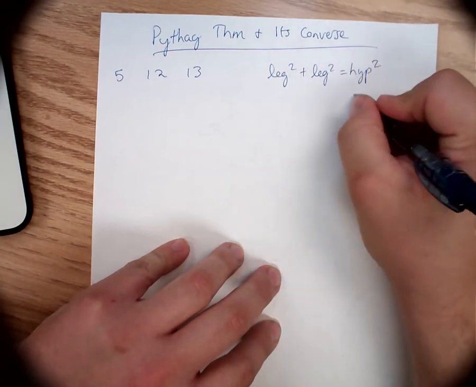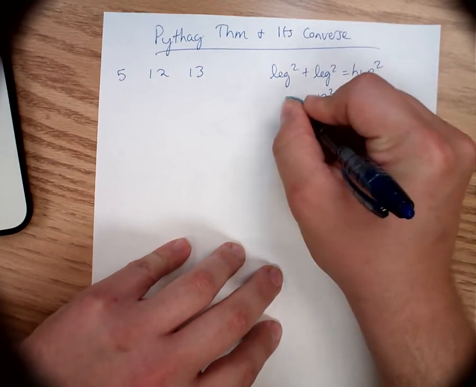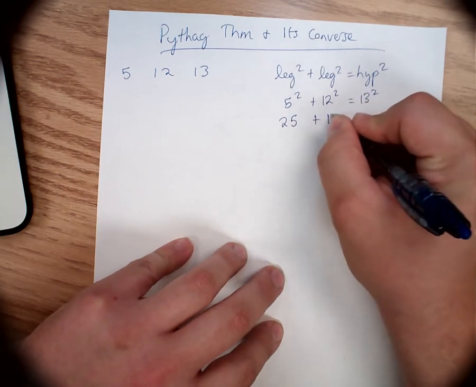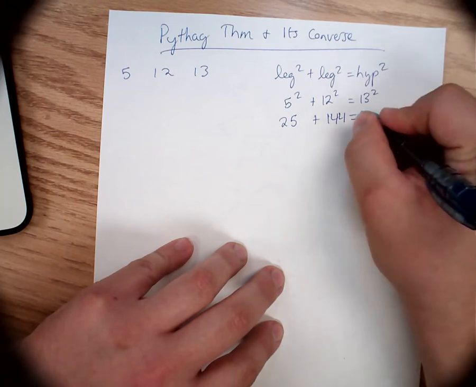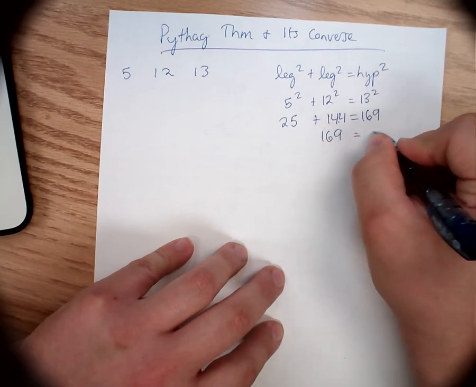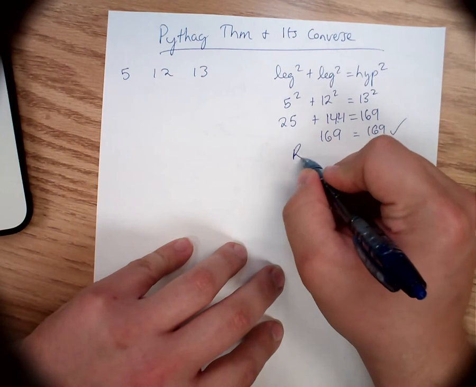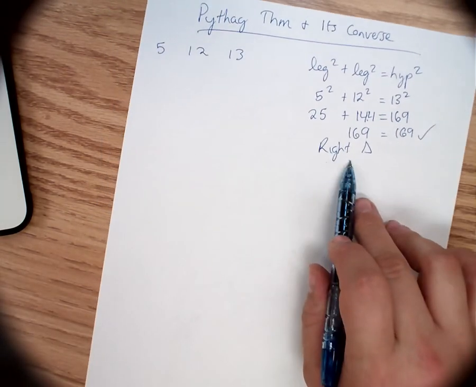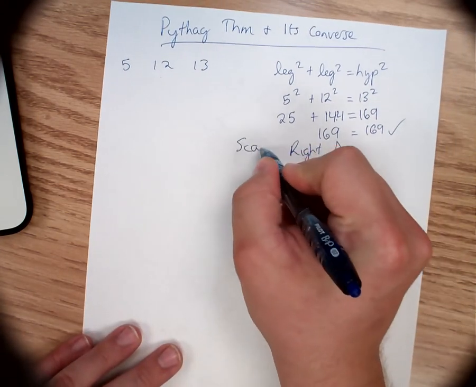So I have 13 squared, and I just put the legs on the other side. 5 squared happens to be 25. 12 squared is 144. 13 squared is 169. Well, hey, that happens to equal each other. So if they equal each other, it happens to be a right triangle. In this case, it would not just be a right triangle, but since we have 3 different side lengths, it would be a scalene right triangle.